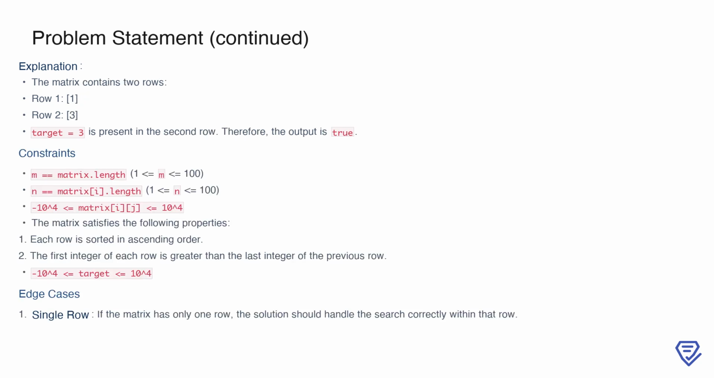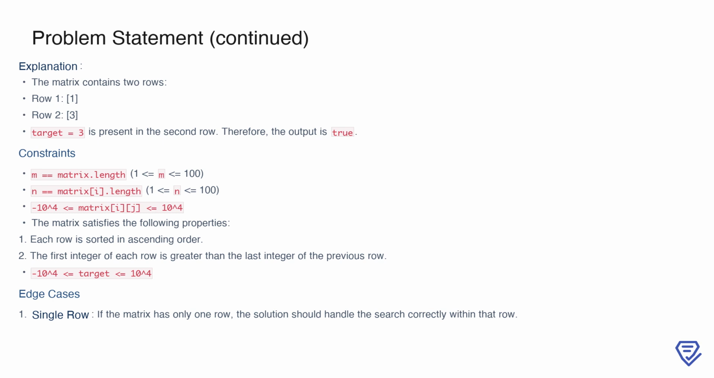Analyzing the third example further, the matrix is quite simple, with just 2 rows. Row 1 contains 1, and row 2 contains 3. Since the target is 3, and it can be found in the second row, the function returns true.